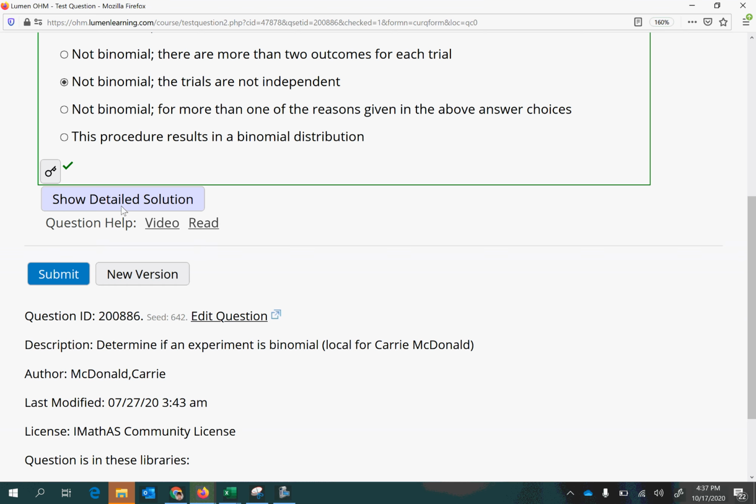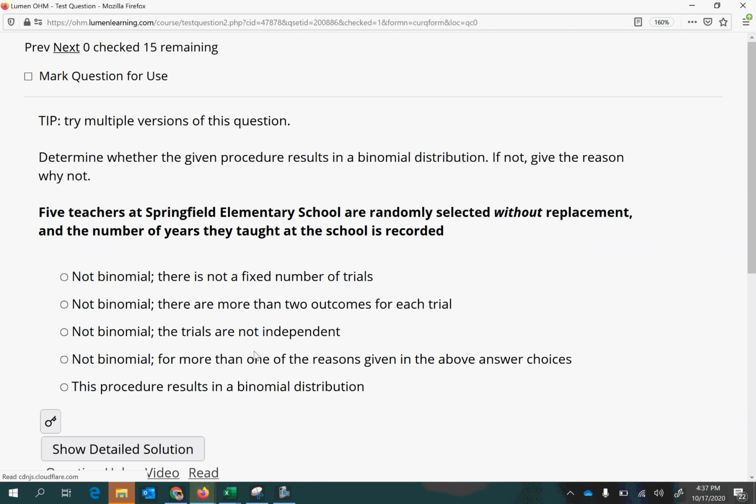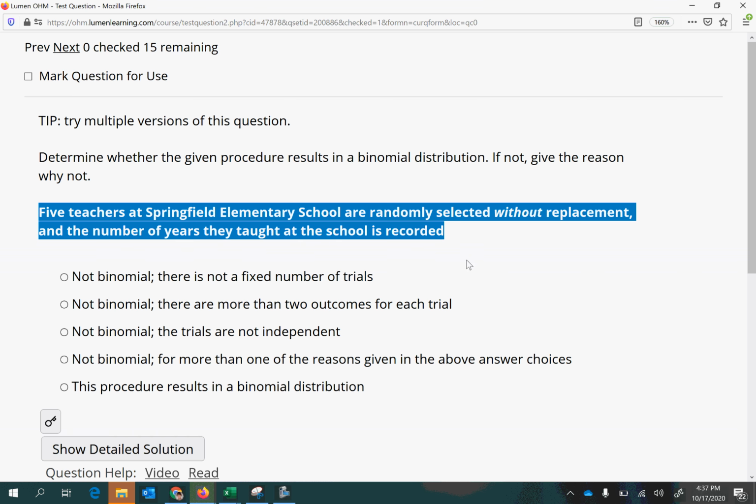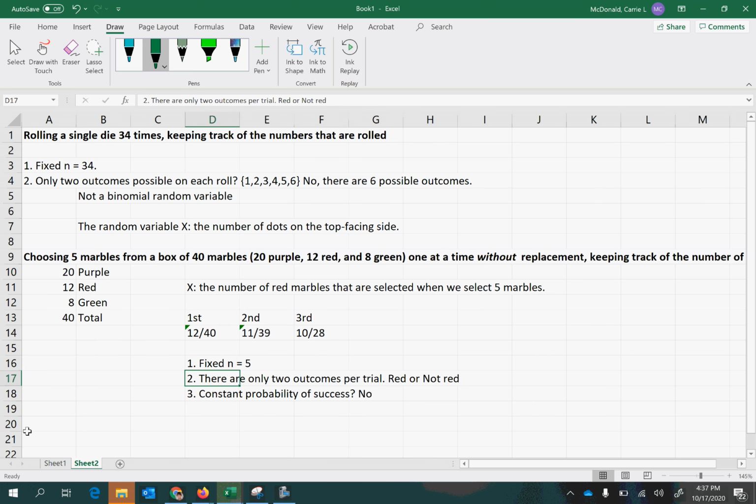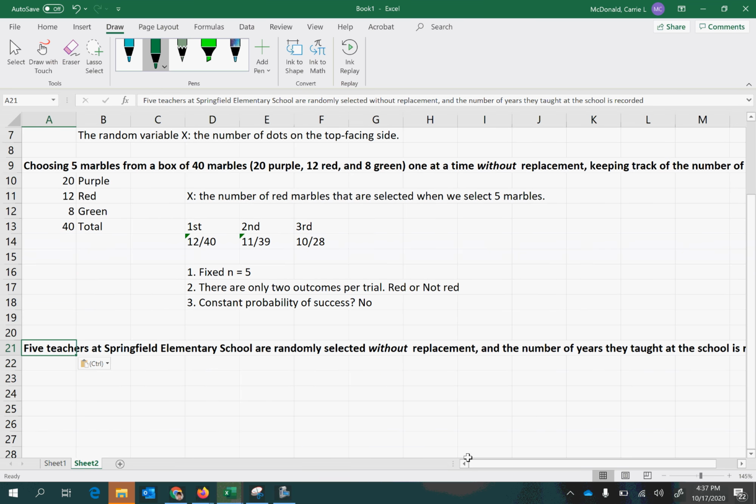Okay, let's try another one. 5 teachers at Springfield Elementary School are randomly selected without replacement, and the number of years they taught at the school is recorded. All right, so as I'm getting this set up, can you identify a fixed n? Are there only 2 possible outcomes per trial? And do we have constant probability of success, or do the probabilities change as you go along?